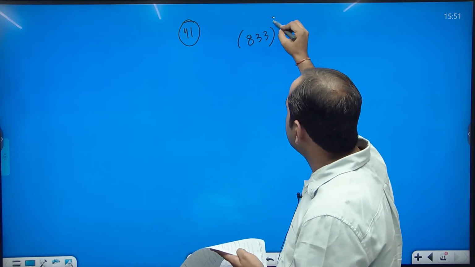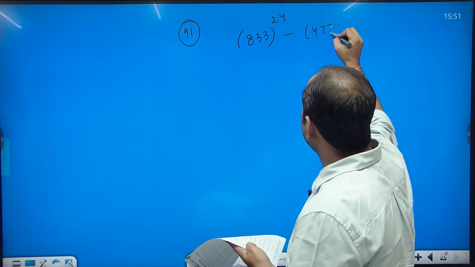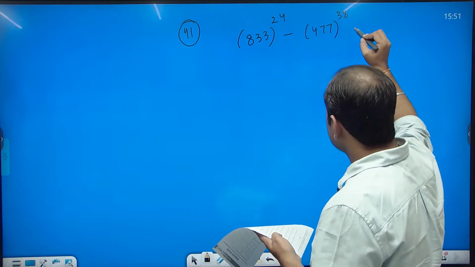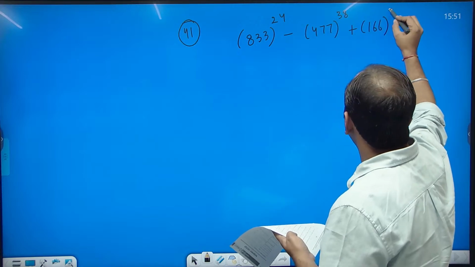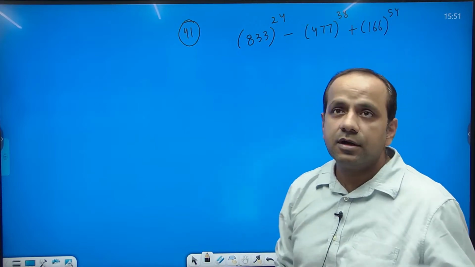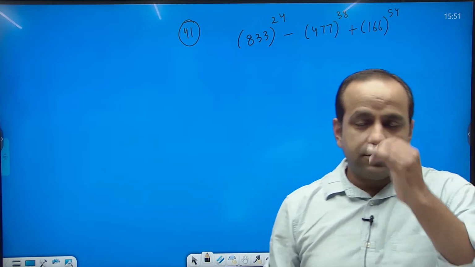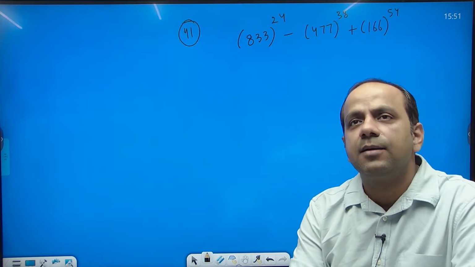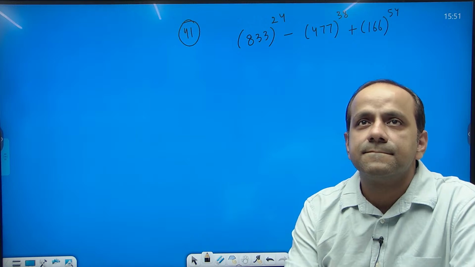833 to the power 24 minus 477 to the power 38 plus 166 to the power 54. I need to calculate the unit digit. Do it carefully, don't make mistakes. And comment your answers, all of you.